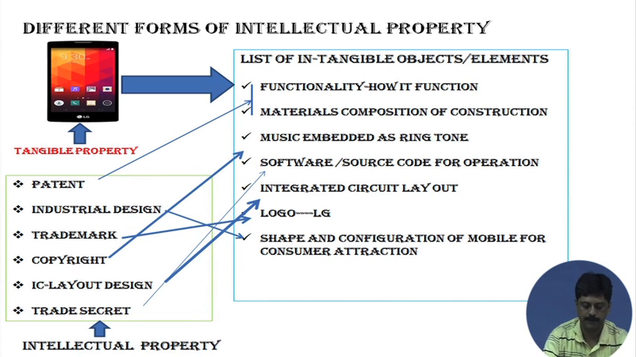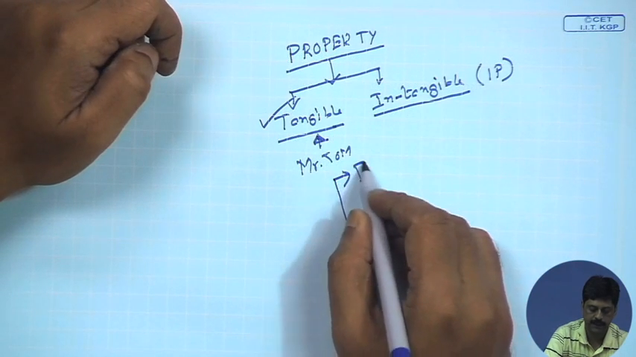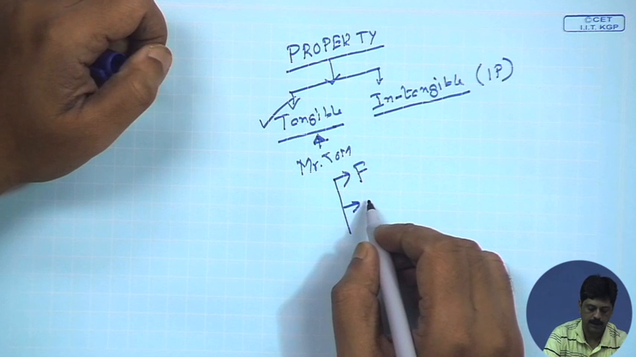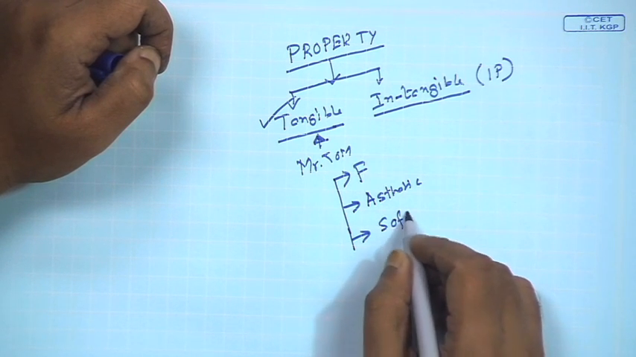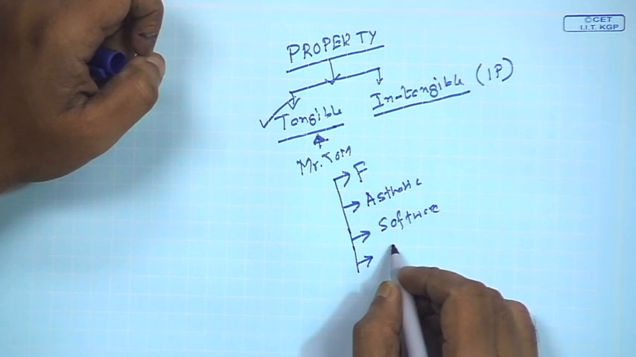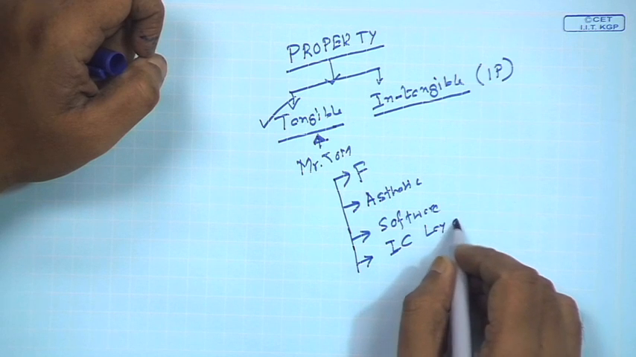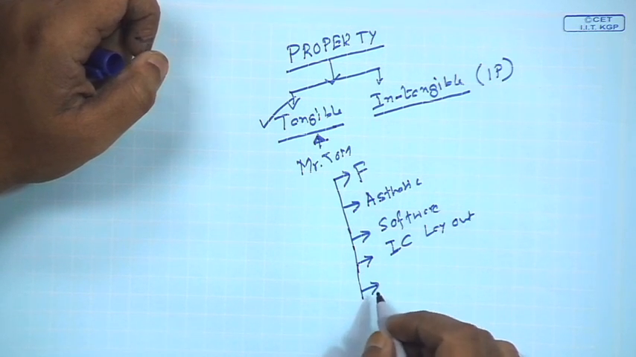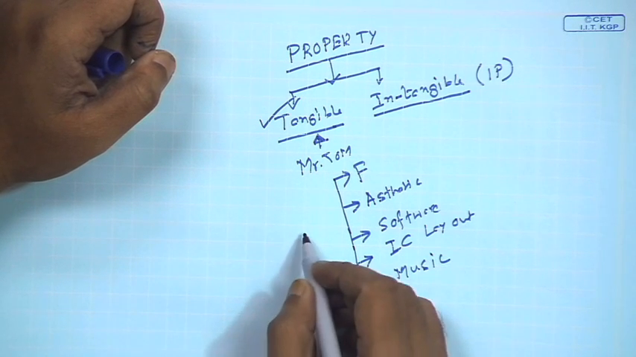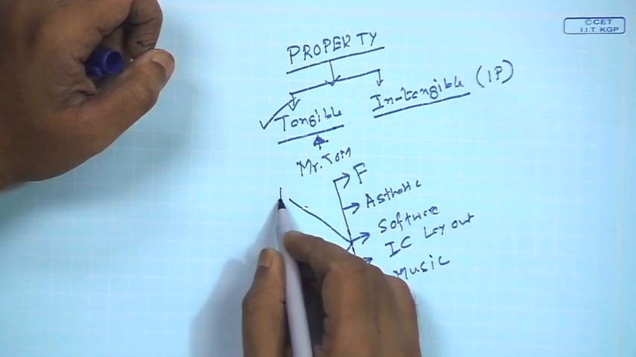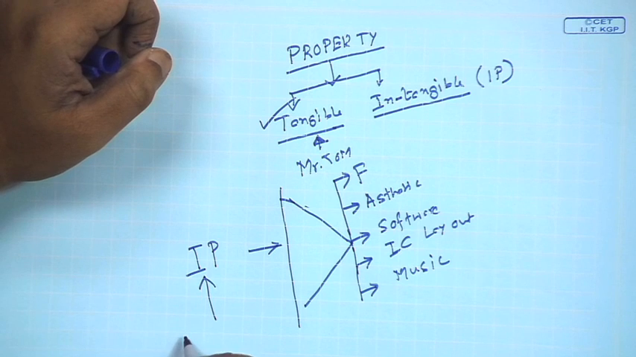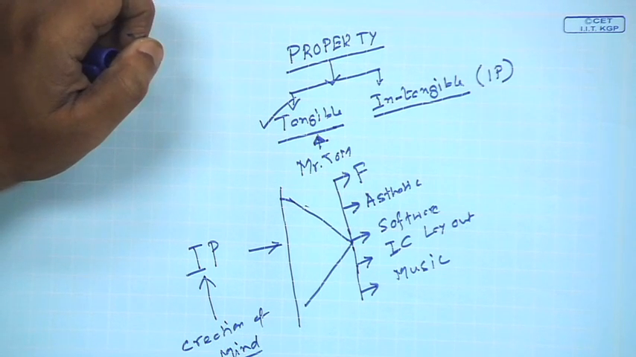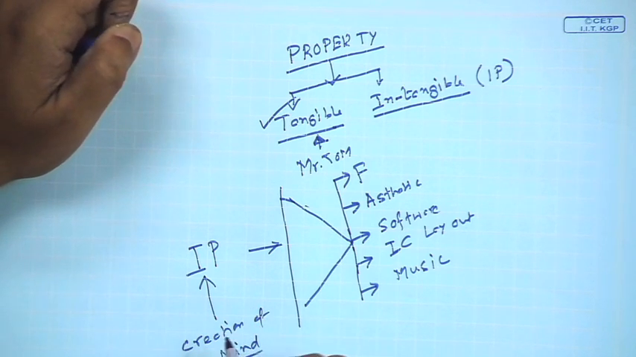So now within that tangible object, what intangible things are we getting? Functionality, aesthetic features, software, layout, IC layout, some music. So all those things are coming in the form of intangible things. We consider an intangible thing as coming up by means of creation of mind. So we are stating them all as intellectual or intangible objects or elements associated with that.